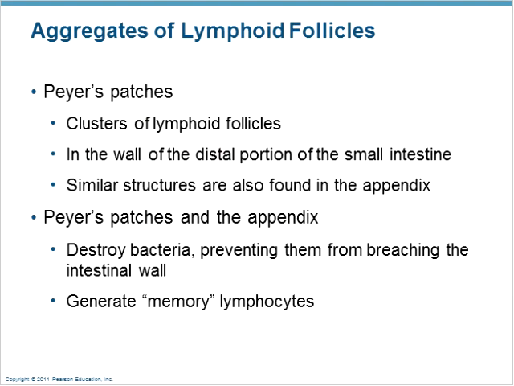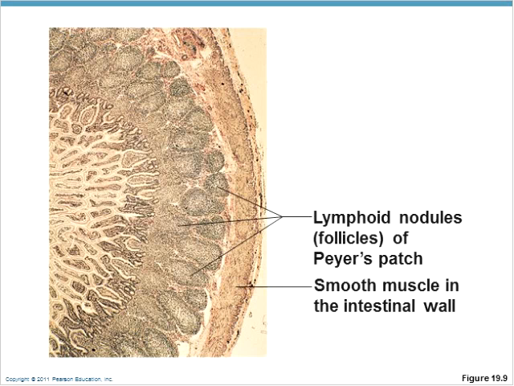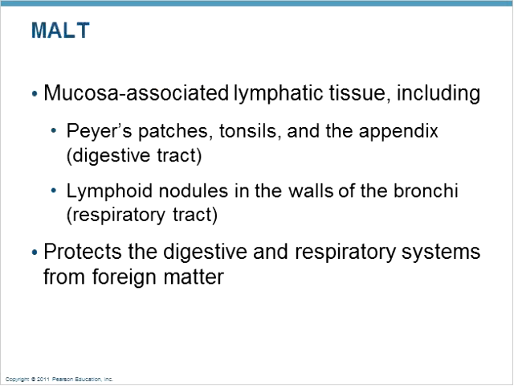We have aggregates of lymphoid follicles. We have what are called Peyer's patches, and they're clusters of lymphoid follicles which are located in the wall of the distal portion of the small intestine. Similar small structures are also found in the appendix. Peyer's patches and the appendix destroy bacteria, preventing them from breaching the intestinal wall, and they help to generate those memory cells. So it's a place where we become sensitized in a safer way to certain infections. You see lymphoid nodules here and the Peyer's patches, and you see the smooth muscles of the intestinal wall located there in this histology specimen.